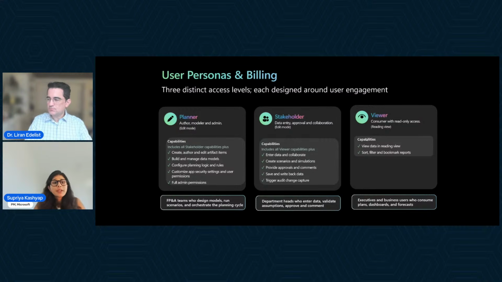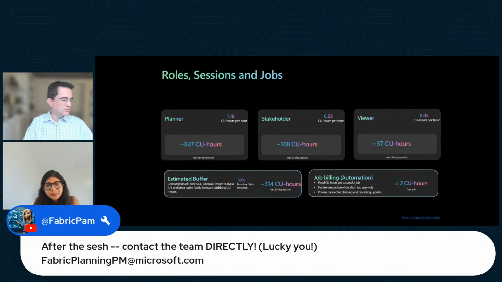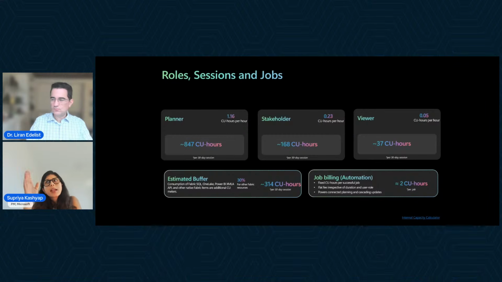We have all of this information available on the Microsoft portal in the billing blog that I authored a month ago. But for your benefit, this is how the metering works. For every hour that a planner uses the Fabric plan, we have 1.16 CU hours of consumption. Same for stakeholder and same for viewer. Different rates are mentioned here. The numbers that you see in the big box, 847, 168, and 37, are averaged out over a 30-day period.